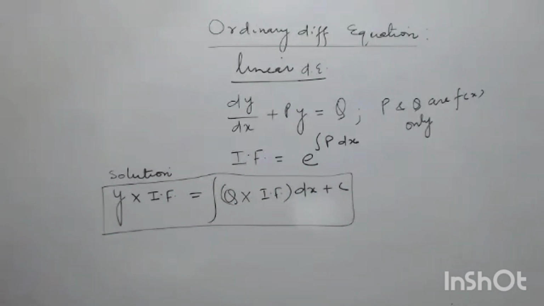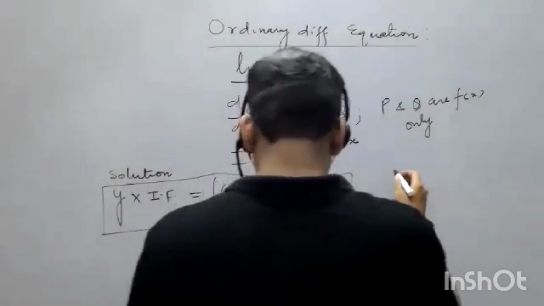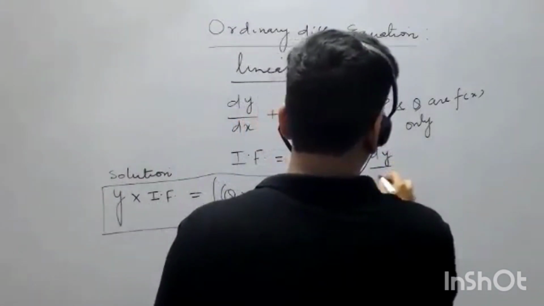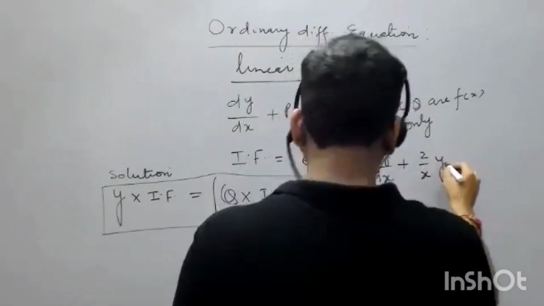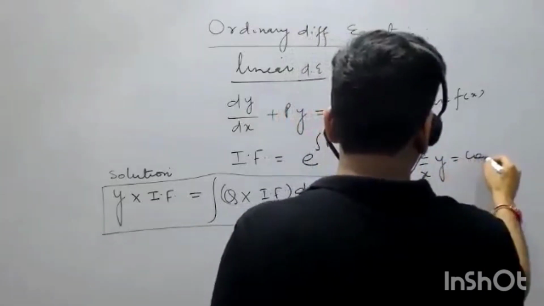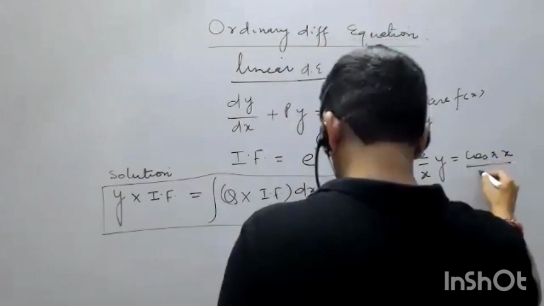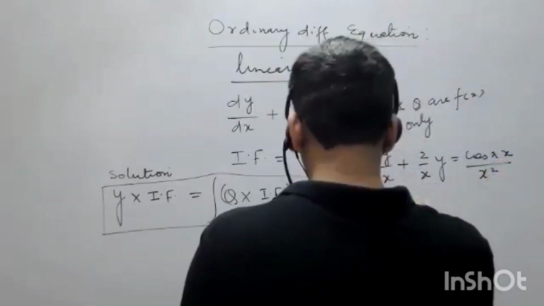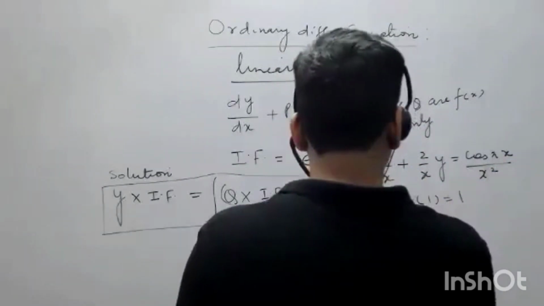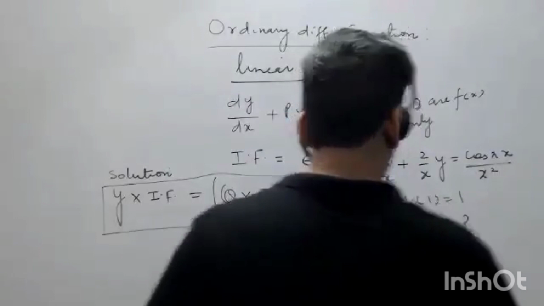Is that clear? So let me take a differential equation and try to solve it. The differential equation is given by dy by dx plus 2 by x y is equal to cos of pi x over x square. It is given that y(1) is 1 and they are asking y(2) is equal to.